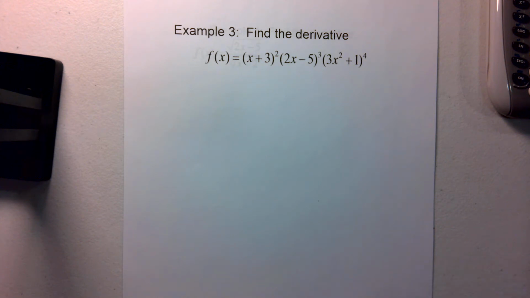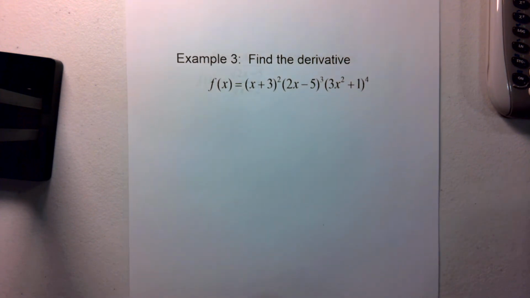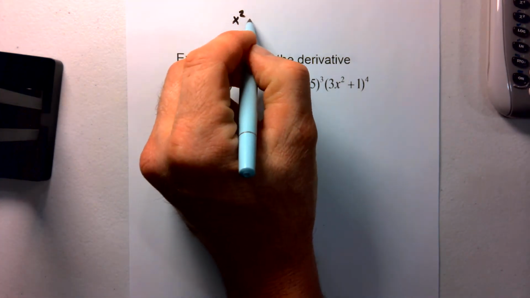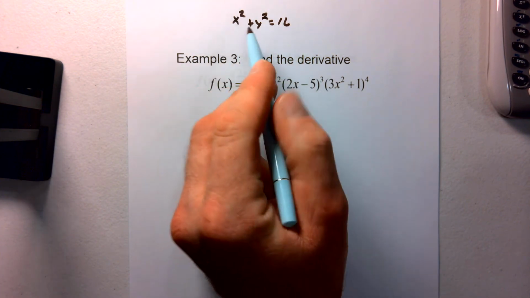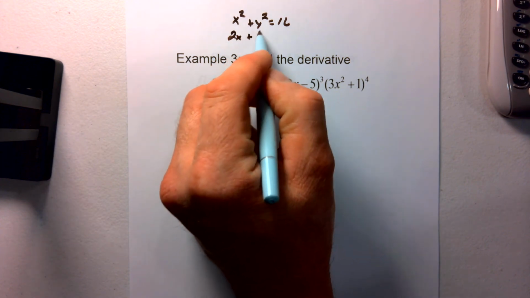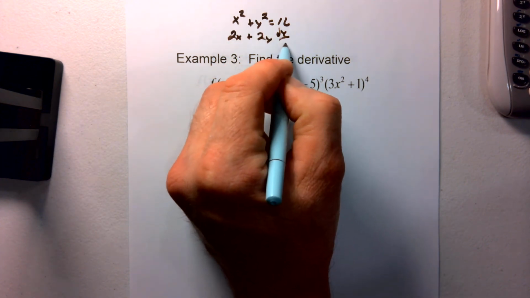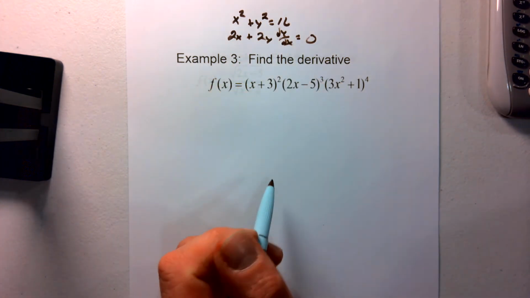Logarithmic implicit differentiation. Oh my. Remember implicit differentiation? That was when we had maybe x squared plus y squared equals 16. That was my favorite example that I always used. So we found the derivative, and we got 2x plus 2y dy/dx. We took the derivative of y equals 0, and we solved for dy/dx.